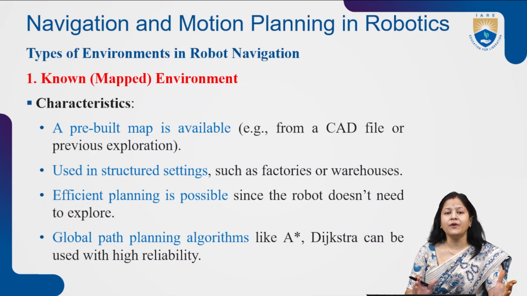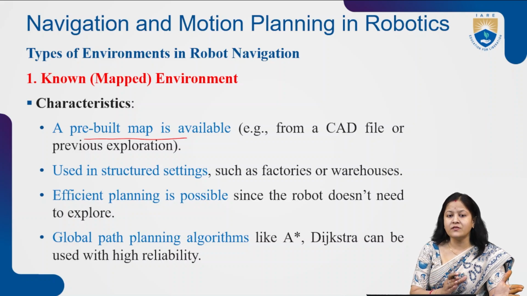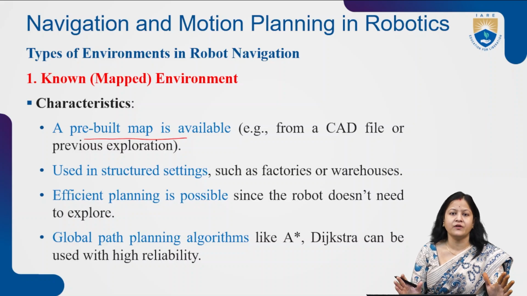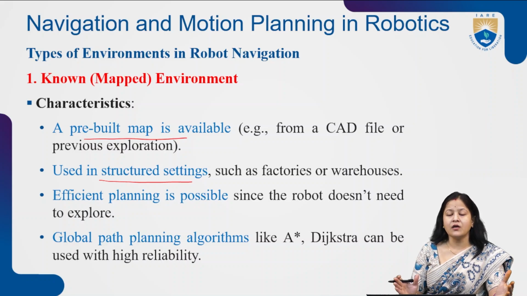As the complete information is known to the robot in advance, definitely a pre-built map will be available with the robot. That pre-built map, the configuration from the physical workspace to the configuration space, would be fixed. It is not going to be changed, for example from a CAD file or a previous exploration. So it will get the complete map, used in structured settings such as factories or warehouses. Structured setting means where the objects are fixed. Like in hospitals, the walls, the paths through the corridors, and the location of the beds are all fixed. Even in factories, the chairs, tables, and all the machinery equipment are fixed at a particular place. That is called the structured setting.